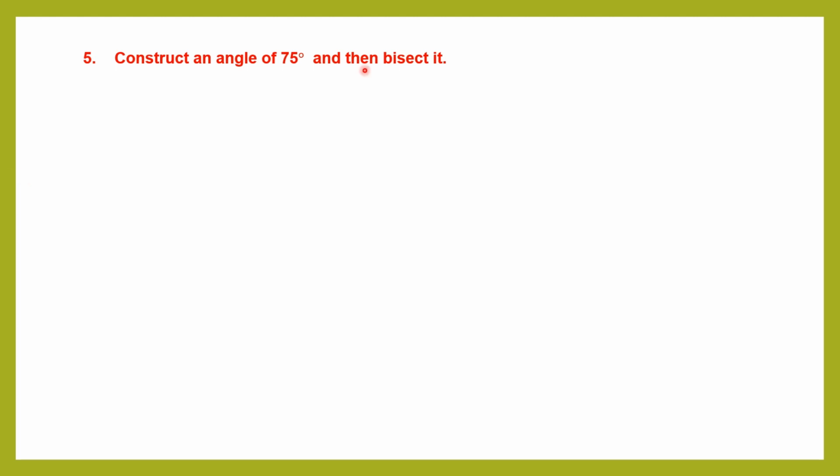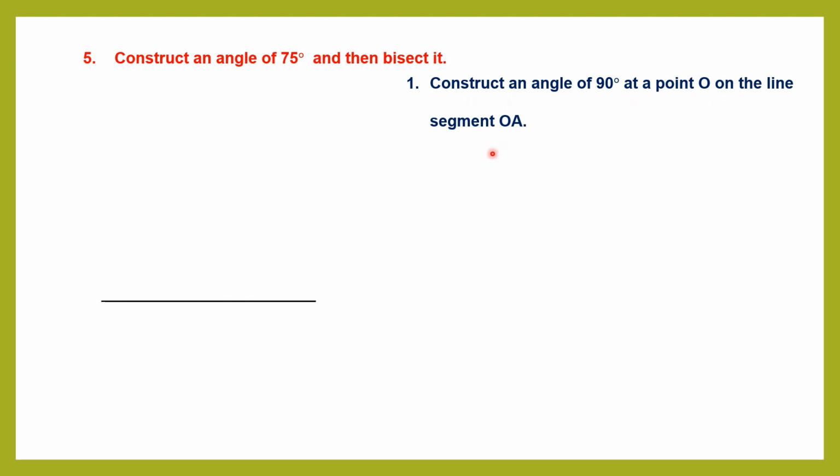So let's do that. So the first step is construct an angle of 90 degrees. Okay, so first we have to construct 90 degrees and then we construct 60 degrees and 75 is found between 90 and 60. So first construct an angle of 90 degrees at a point O on the line segment OA. So we have a line segment OA. At the point O, we're going to construct 90 degrees.